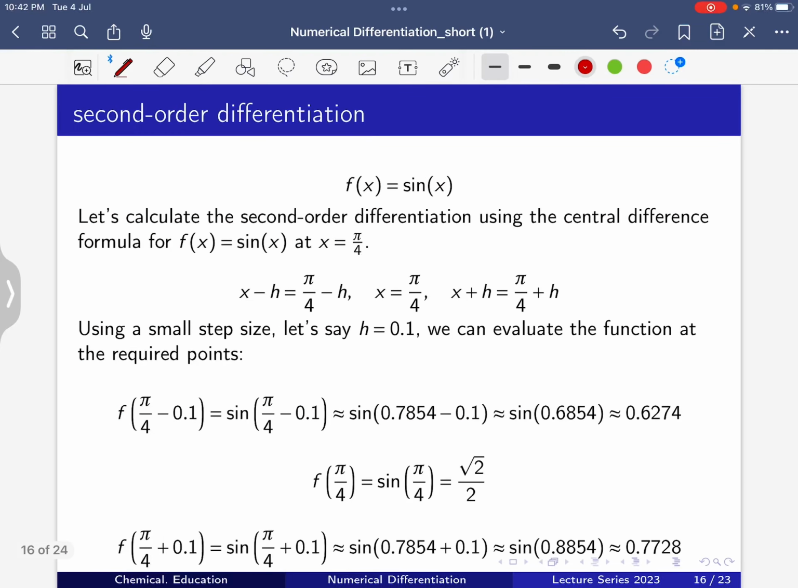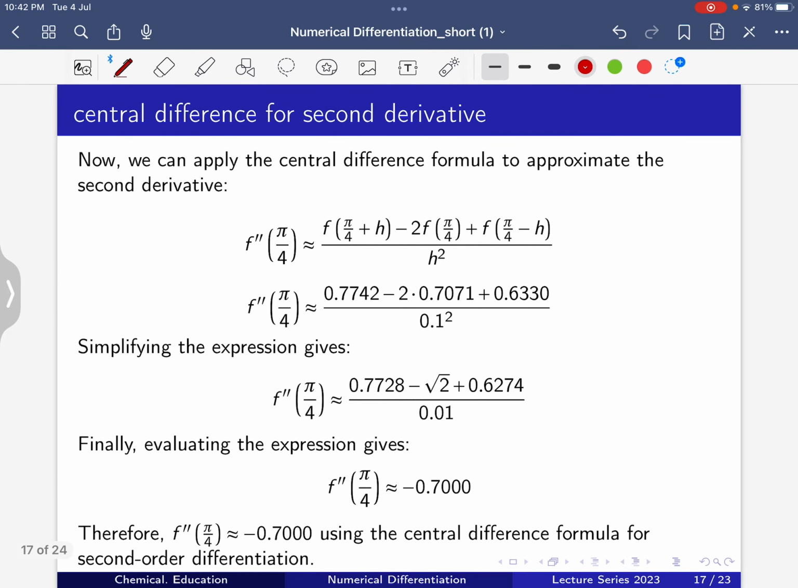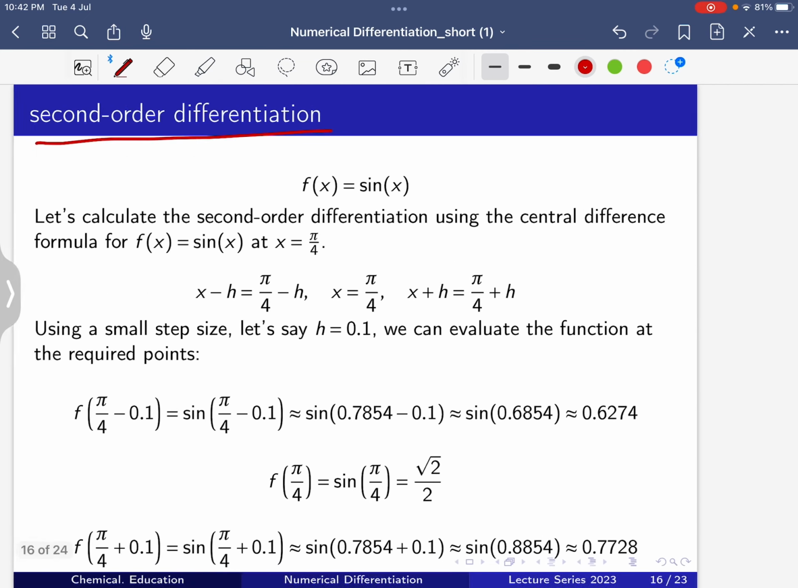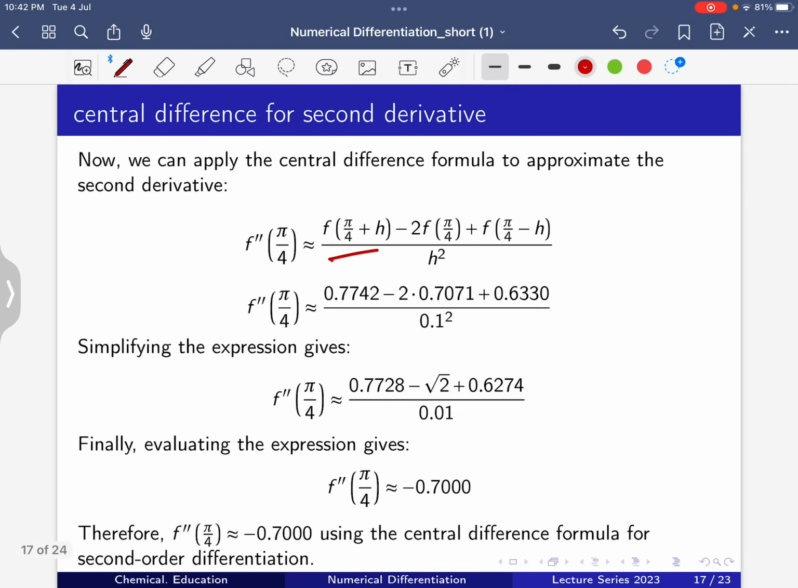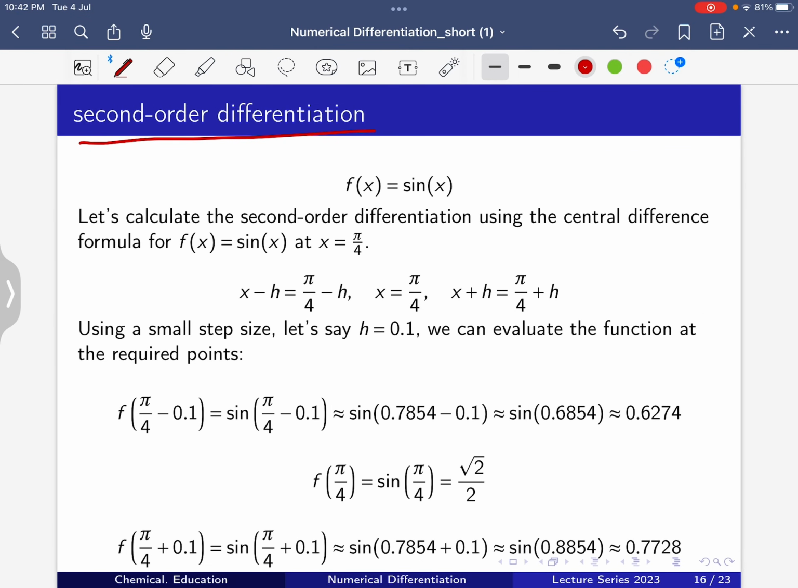And now, second order differentiation, so we can calculate again, so that formula is important. So what is the second order differential formula? That f''(π/4) is equal to f(π/4 + h) minus 2f(π/4) plus f(π/4 − h). Again, f(π/4 + h) means sin(π/4 + 0.1), where x is equal to π/4, and f(π/4 − h) means sin(π/4 − 0.1).